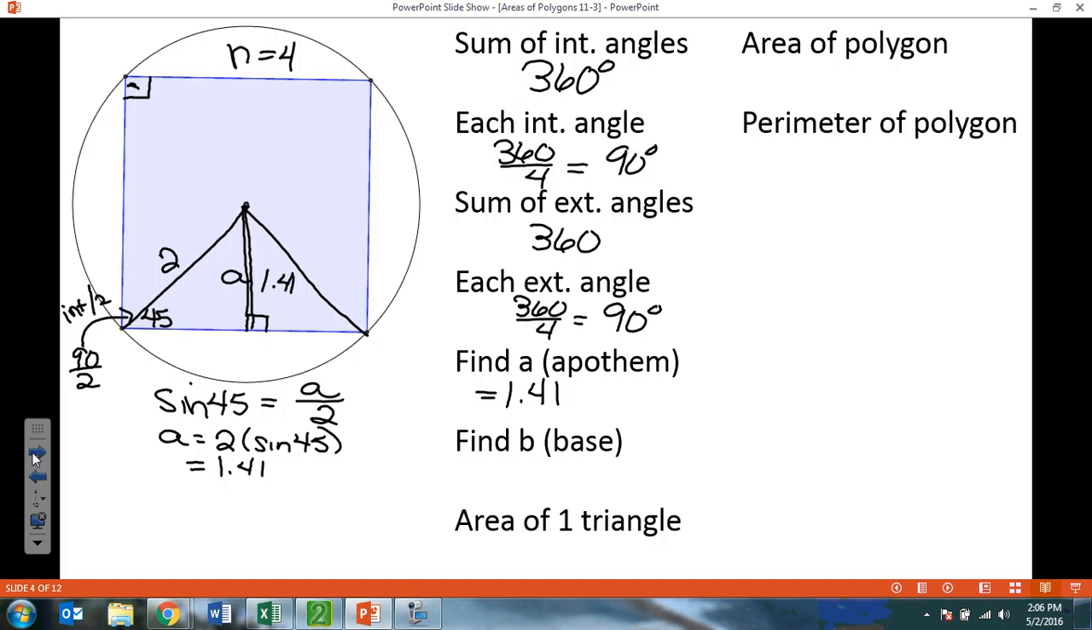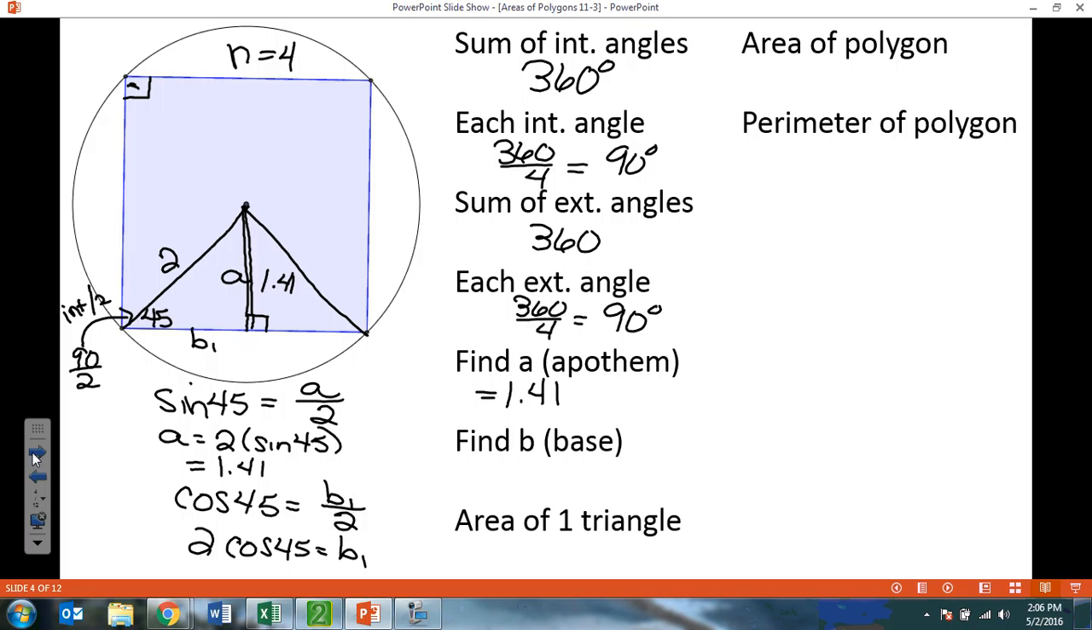Let's find our base. But remember, this is our little base. It's only a half base. This is our b sub 1. So we're going to say the cosine of 45 is equal to our adjacent divided by our hypotenuse. In this case, it's always going to be 2. Not always for tomorrow. 2 times the cosine of 45 gets us our little base, our half base.